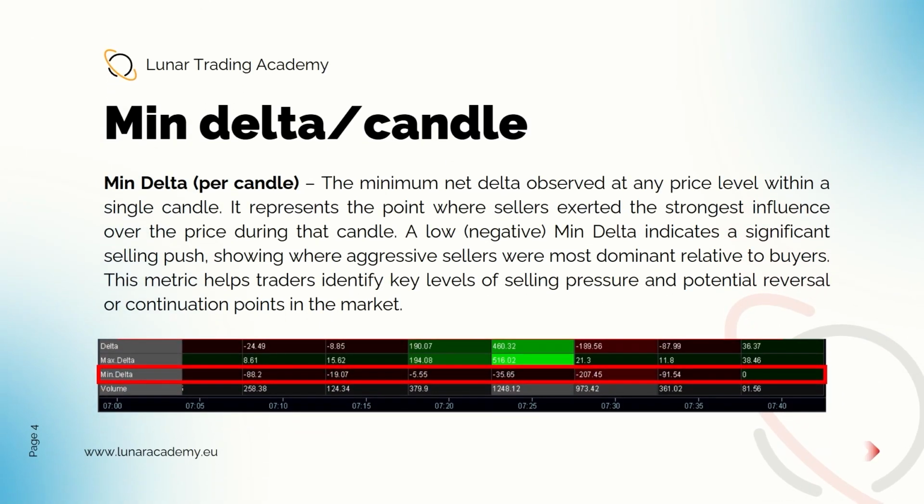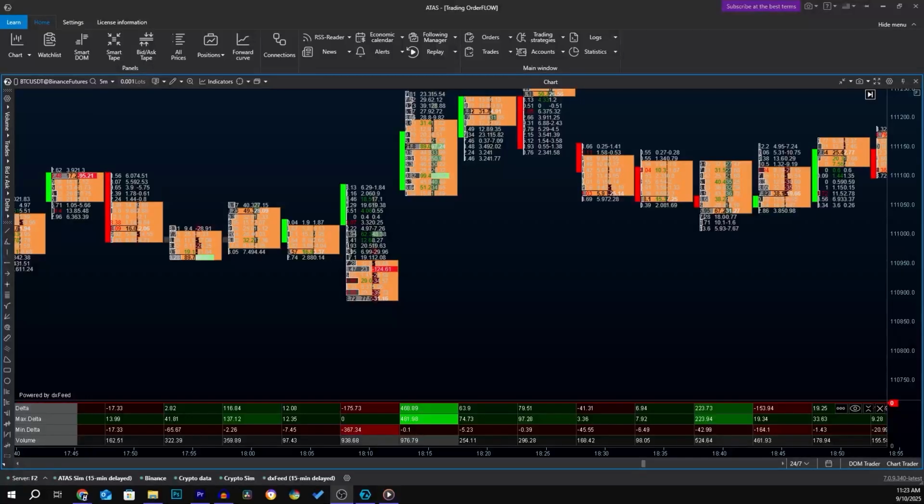On the other hand, min delta shows the peak dominance sellers achieved during a specific candle. For example, in a 5-minute candle, delta might drop to minus 1000 at one point, but later buyers reduce it to minus 500. The regular net delta would then show only minus 500. But min delta reveals that sellers were once in control with a minus 1000 delta, highlighting the strongest selling pressure within the candle. Here we see that the final delta of this candle is minus 175.